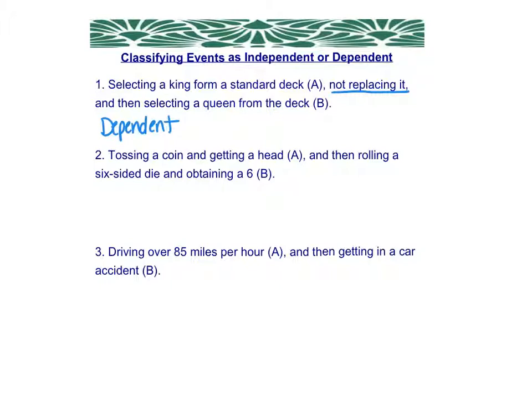Number 2 says tossing a coin and getting a head, and then rolling a 6-sided die and obtaining a 6. That is going to be independent, because the coin flip is not going to affect the dice roll. Number 3, driving over 85 miles per hour and then getting into a car accident. You said that these were dependent events. You said that this is probably falling under the smaller side of dependency, because you don't really know, but you still think that they are dependent.